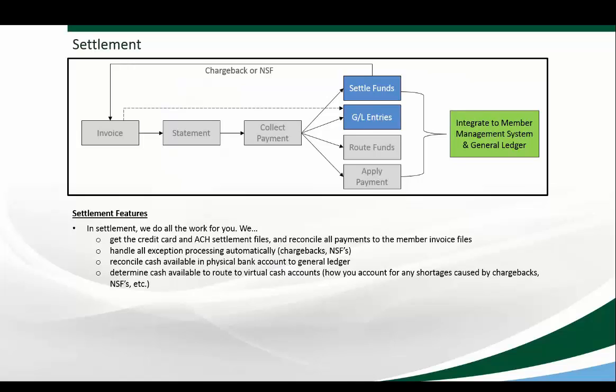So in the settlement process, we get the credit card and ACH settlement files from those networks, and we reconcile all of those payments to the member invoice files automatically and almost instantaneously, so that you have real-time access to a member's standing as they're making payments. We handle all of the exception processing automatically.